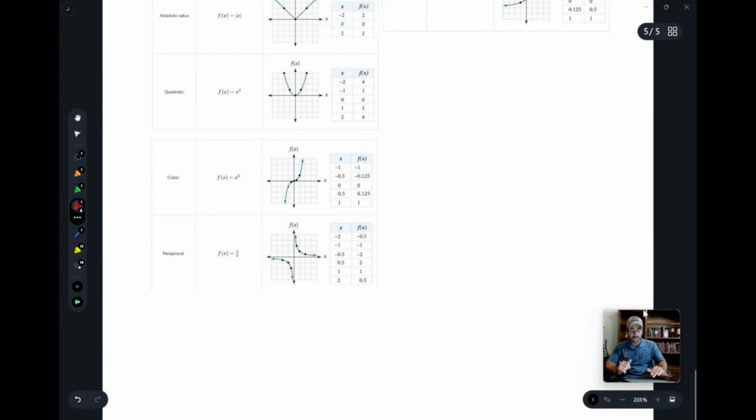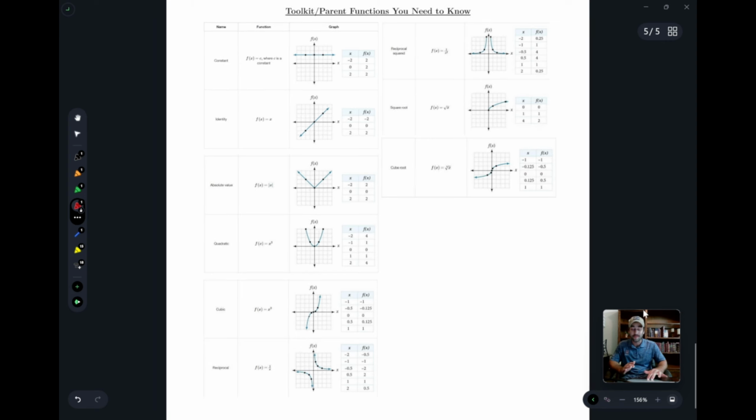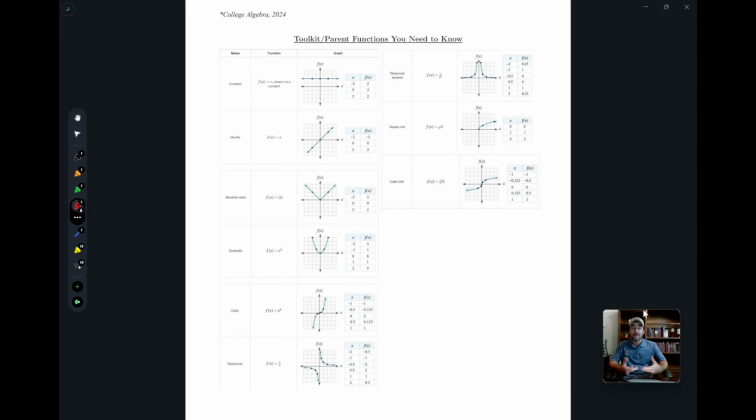So I would implore you to become familiar with this page. Treat this page as the most important page of this unit, not the least. Even though there's not a problem on it, it is a way to familiarize yourself with the functions that we'll be using in this class.